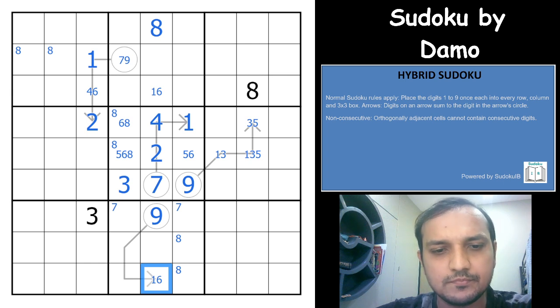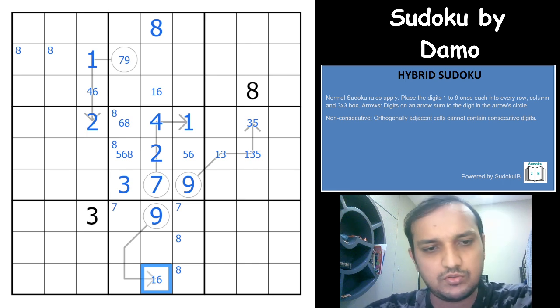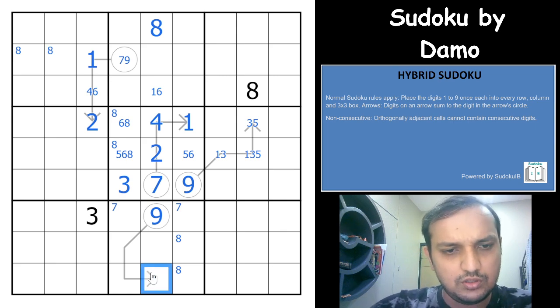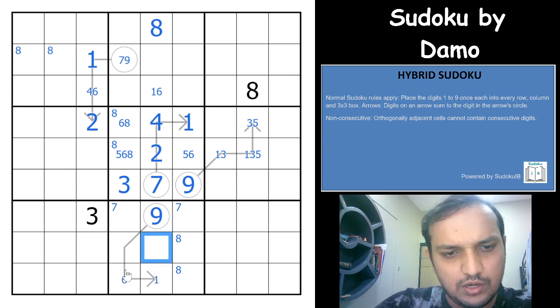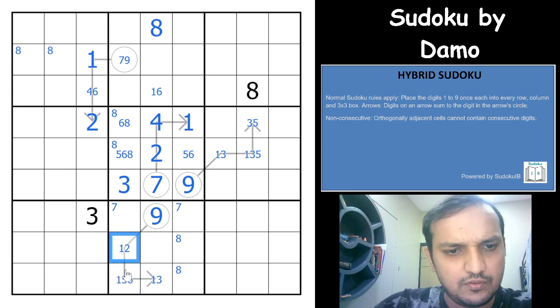Come on. See, if this is 1, 2, 6, this would be 6, 1 and a 2. If it is 1, 3, 5, this is 3, 1, 5.